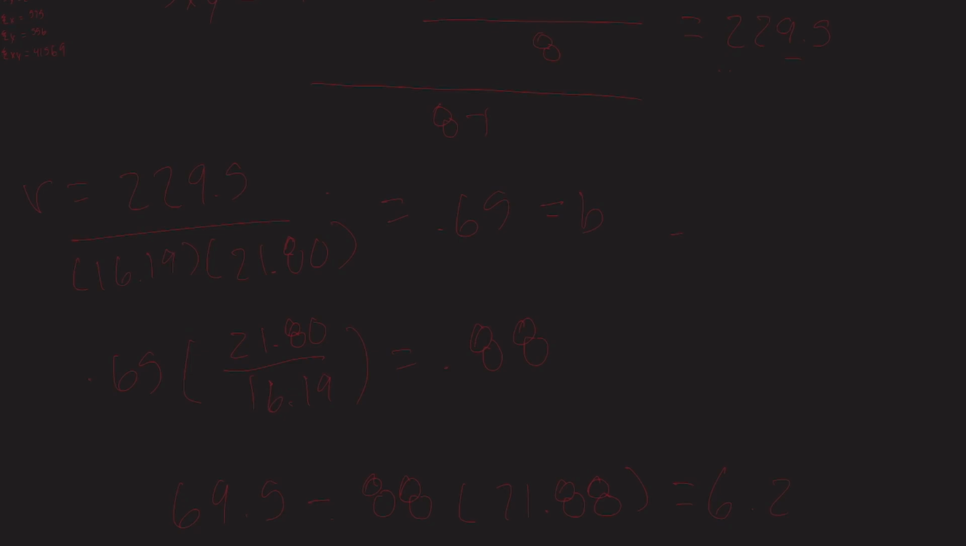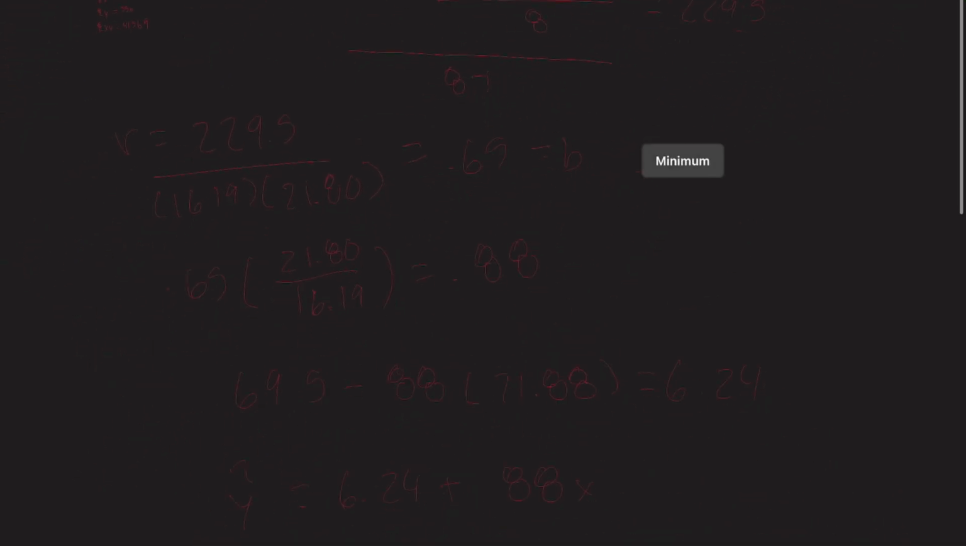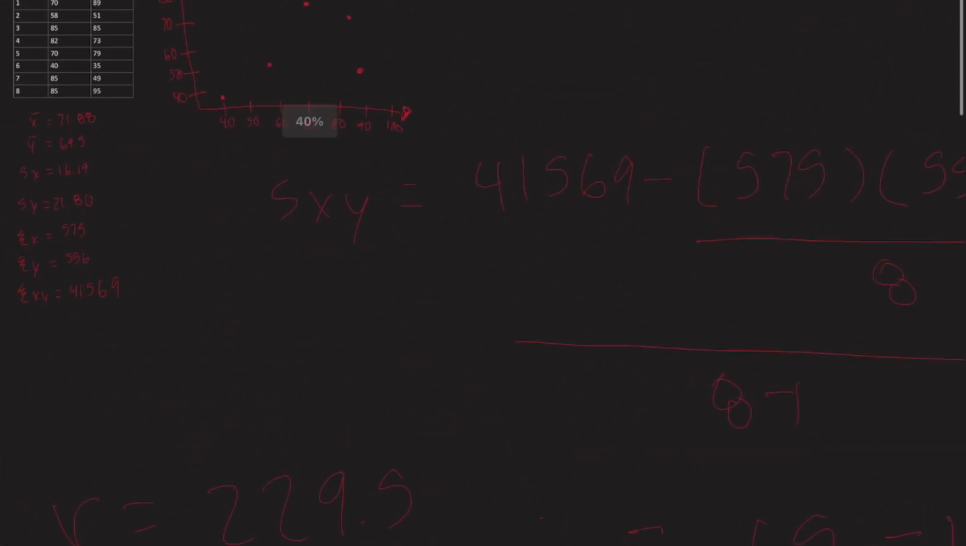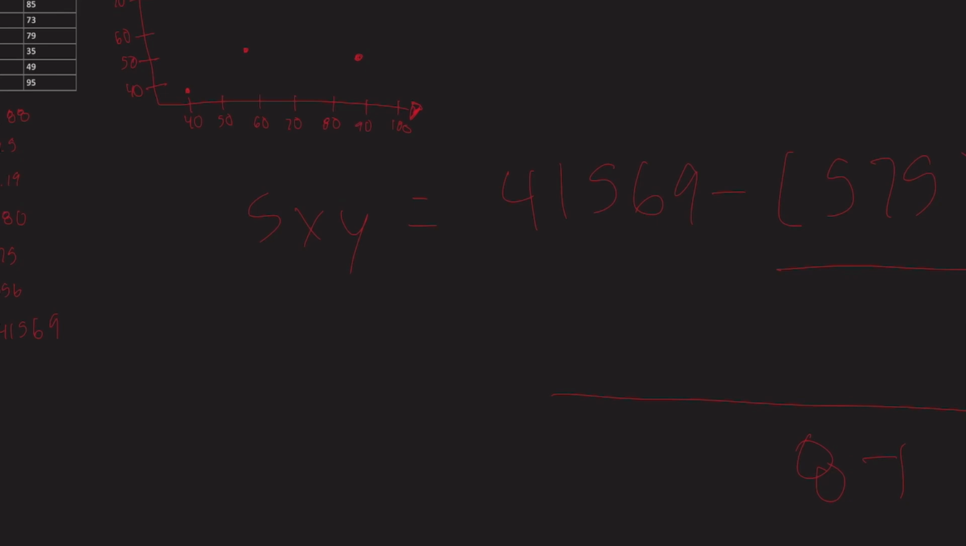Now our last step is to find the regression line, and we already have everything we need for that. So the regression line is y equals A, which is 6.24, plus B, which we just got, which is 0.88, times x. And now we just go to our graph and we draw our line. And yeah, there you have it.